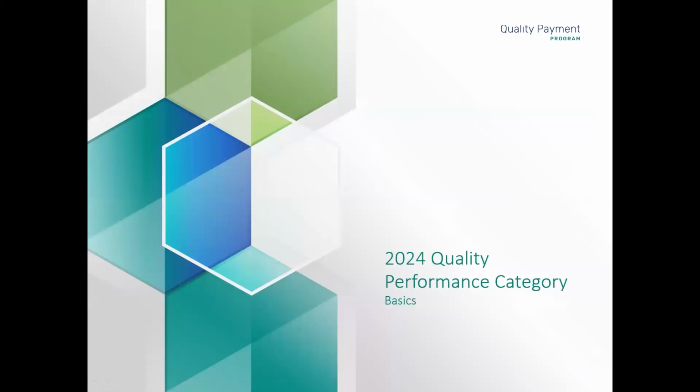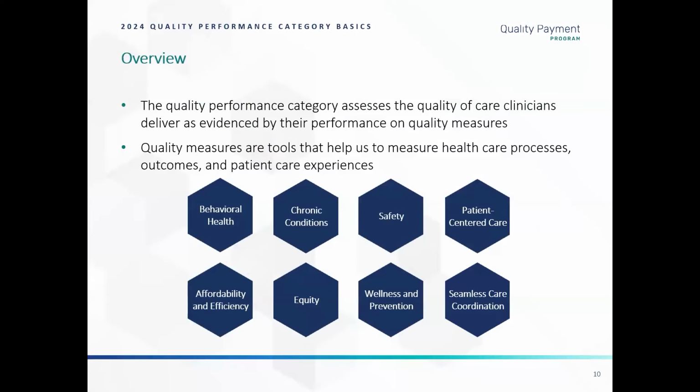Now I'm going to discuss the basics of the quality performance category. Next slide, please. Now I'm going to provide an overview. The quality performance category assesses the quality of care clinicians deliver as evidenced by their performance on the quality measures. Quality measures are a tool to help CMS to measure healthcare processes, outcomes, and patient care experiences.